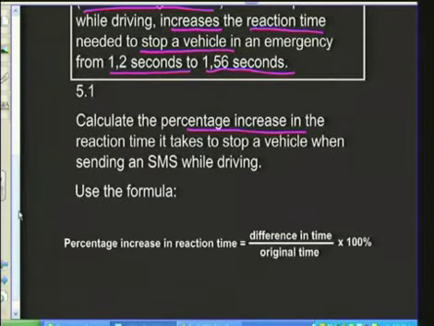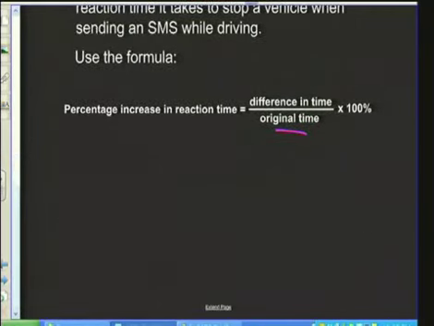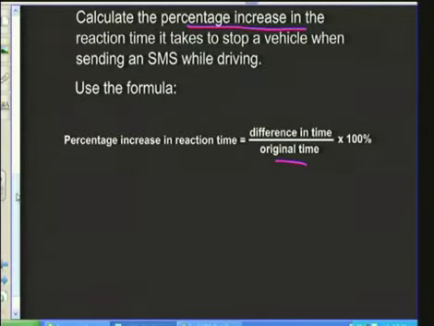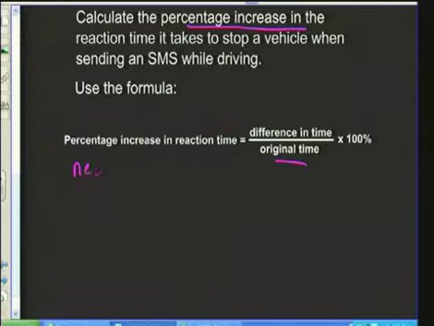And they give you the formula. The percentage increase in reaction time is the difference in time over the original time, and we're timesing by 100. So what do we do? I tell my kids, it's my new number minus my old number divided by the old number. So I'm actually going to write that: my new number minus my old number divided by the old number and times by 100, because we're always looking for percentage. So difference in time.